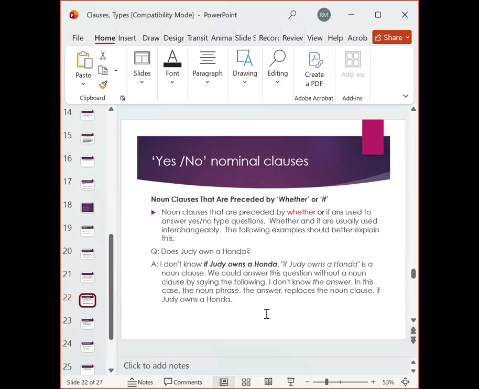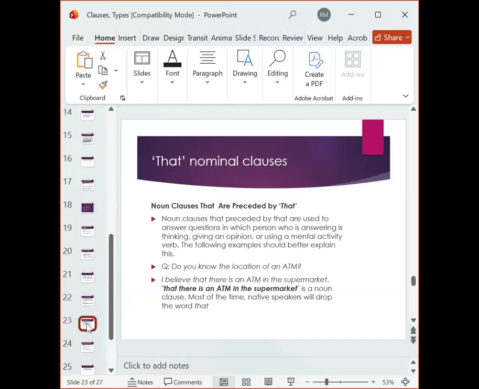Okay, so let's quickly look at, time is fast spent. Let's quickly look at the last type of nominal clauses, and then we'll look at the function. We'll do a short exercise, the whole class. We'll discuss it, and then does Ghana celebrate Independence Day? So I don't know if Ghana celebrates Independence Day.